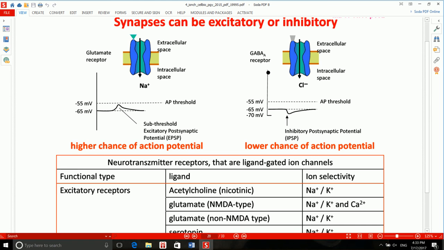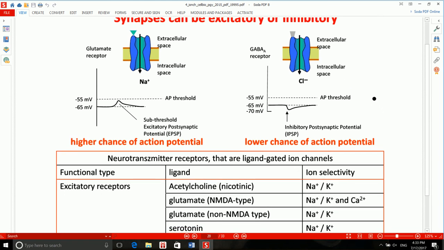Whereas in case of inhibitory, these synapses will cause the influx of negatively charged ion species, or efflux of positively charged species. So inside the cell, the cytosol will be more negative. The chance of action potential will be lower.